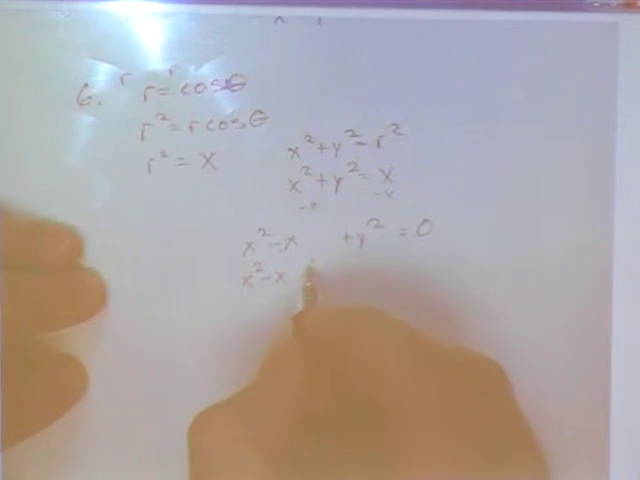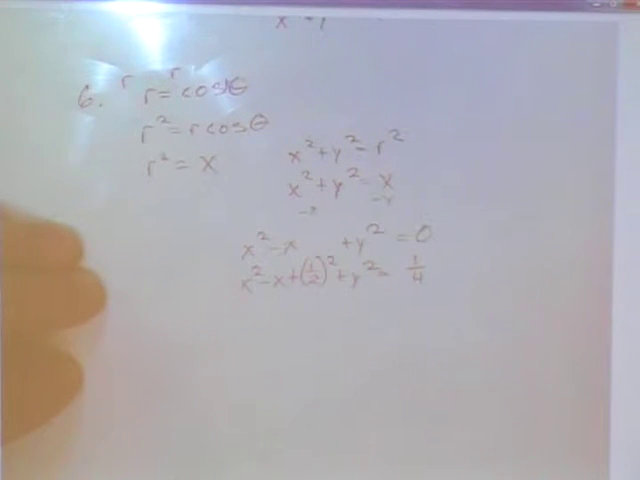So 1 over 2, I'm going to square it. When we square it, the negative goes away, it becomes positive. And I have to add that to both sides. 1/2 squared is 1/4. This becomes a perfect square trinomial that factors into x minus 1/2, quantity squared, plus y squared equals 1/4.